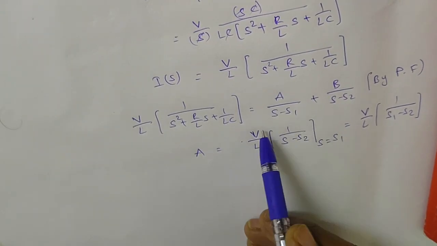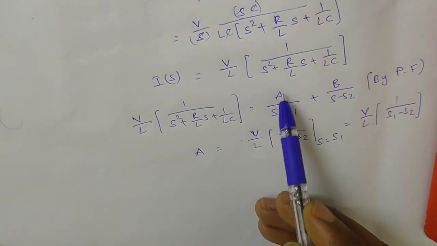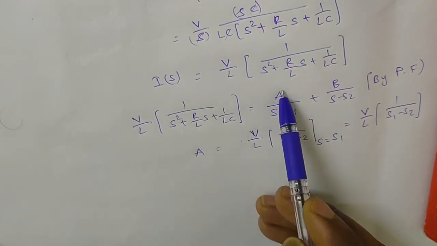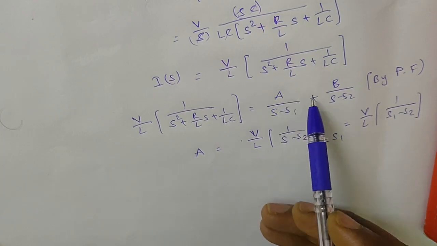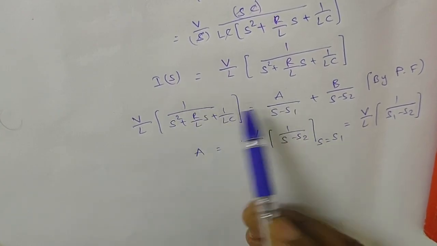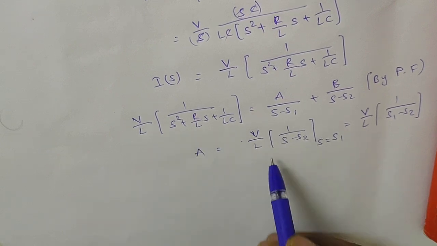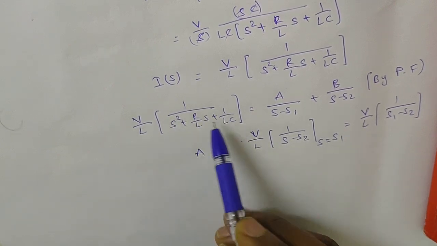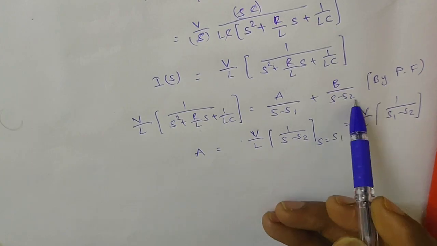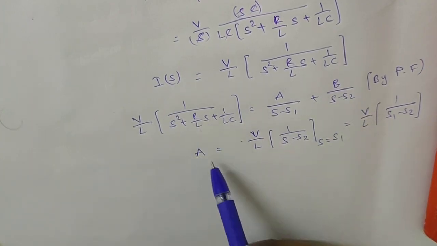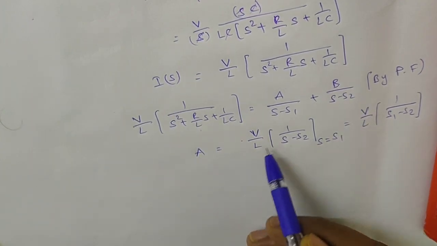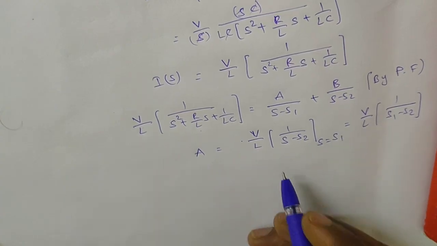Here we will be comparing these two equations and finding this A. When we compare this, we will put S equal to S1 in this equation. This is split into S minus S1 into S minus S2. So this we can write directly like this.